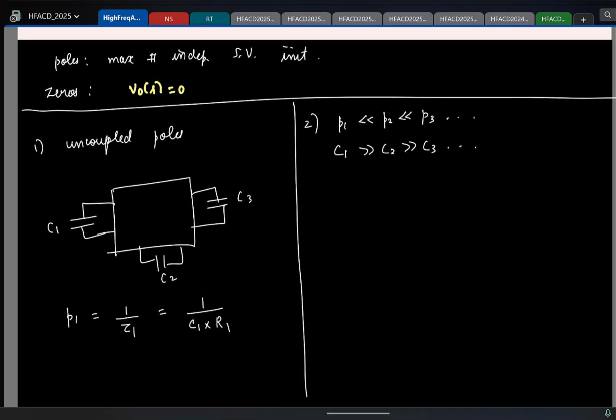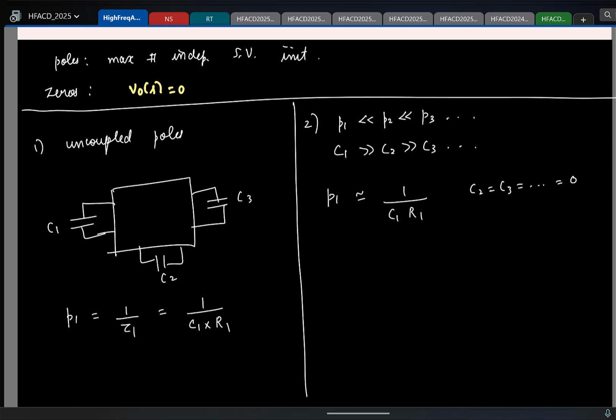Then we can kind of say that the dominant pole, the low frequency pole, might hopefully arise due to the largest capacitor. And for finding the resistance seen by C1, what do you do for these capacitors? You consider them to be open. So I'll say it's R1. Here you consider C3, C2, everything to be open.